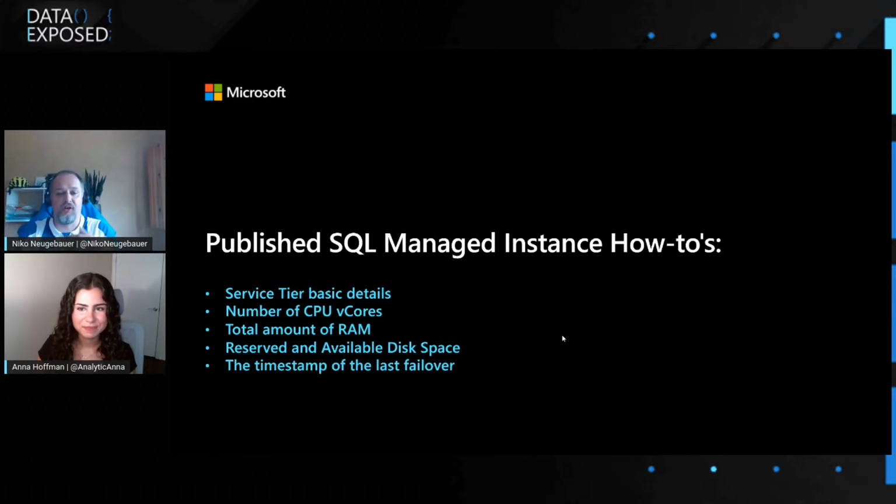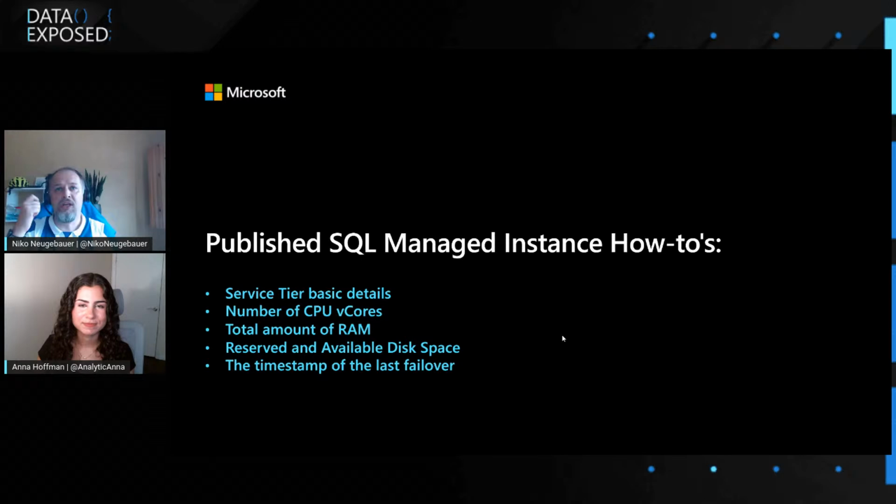So we give you the service tier basic details, because as you should know, we have different tiers right now, the General Purpose and the Business Critical ones. And we have multiple generations over the course of the years, and hopefully in the future there will be other ones. And determining them is key to understanding what instance you are dealing with.